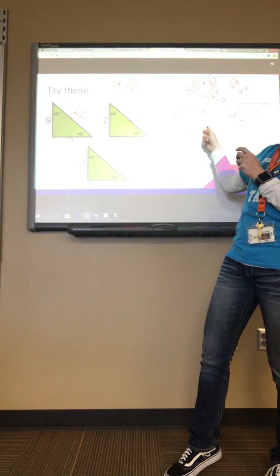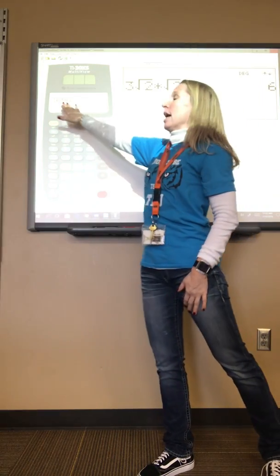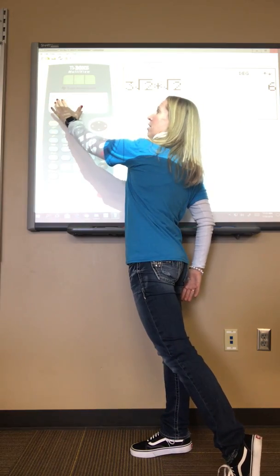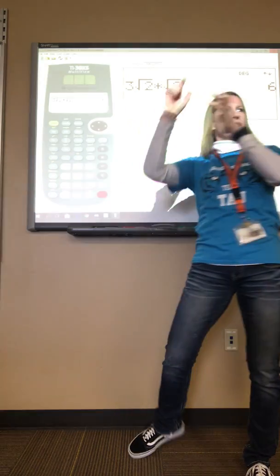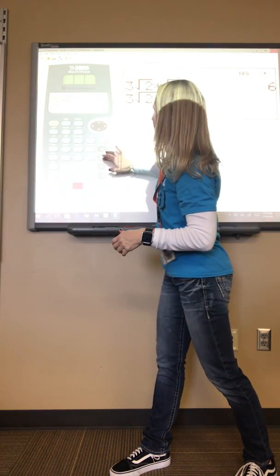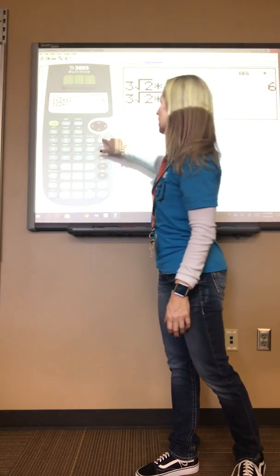3 radical 2, 3 radical 2. So I did 3 radical 2 times radical 2. Now, if you didn't know it, the only thing is you have to tab out. If you type in 3 radical 2, then you have to tab out before you hit times radical 2, or it's going to keep going under the radical and you'll get it wrong. Okay? So you have to tab out.